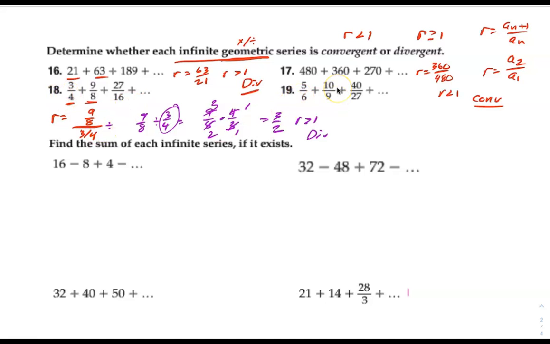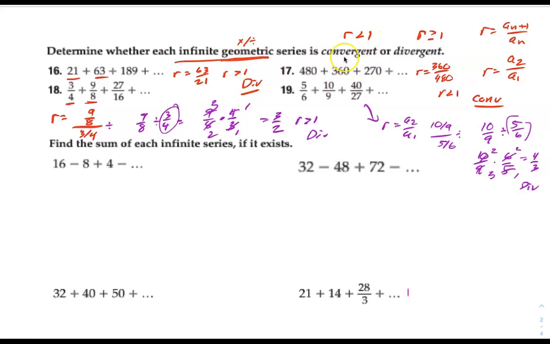And then same thing with this one. So I'm going to do 19. R is equal to a2 over a1. So I'm going to put 10 over 9 divided by 5 over 6. Remember, the middle sign is just a divide sign, so rewrite it. So then I can flip the right hand side. 10 over 9 times 6 over 5. Reduce things as you see fit. And I get 4/3. So bigger than 1, so divergent. So that's all this section was. If your R is less than 1, it's convergent, which means you can find an infinite sum. If your R is greater than or equal to 1, it's divergent, and you can't find it.